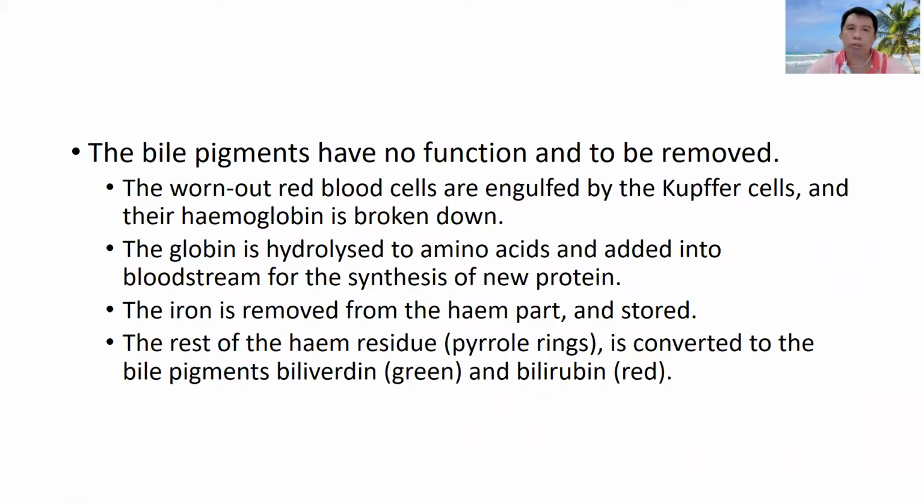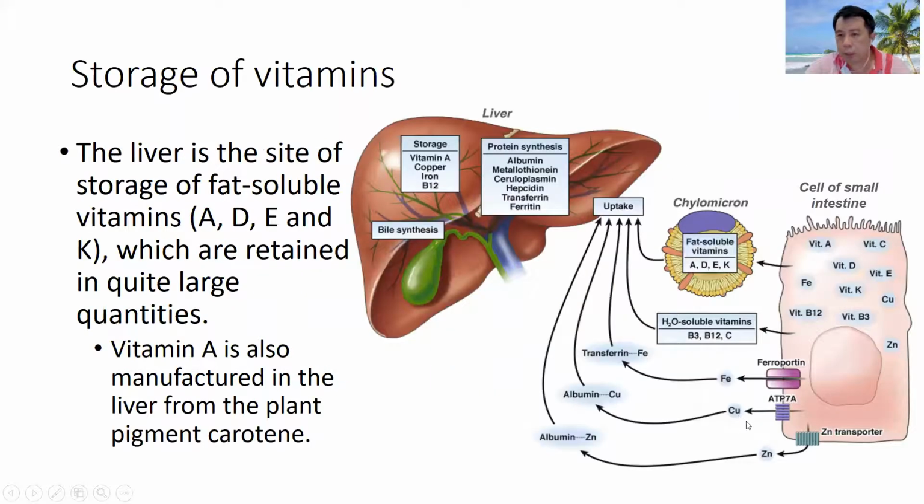The bile pigments have no function actually, and are to be removed. So the worn-out red blood cells are engulfed by the Kupffer cells, and their hemoglobin is broken down. Then they store the ions and the heme residues, which will be used to produce bile salt. The rest of the heme residue is converted into the bile pigments, biliverdin and bilirubin, which are defecated during defecation. So the color of your feces is actually contributed by these bile pigments.